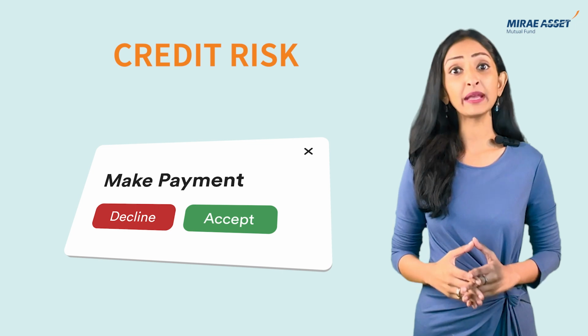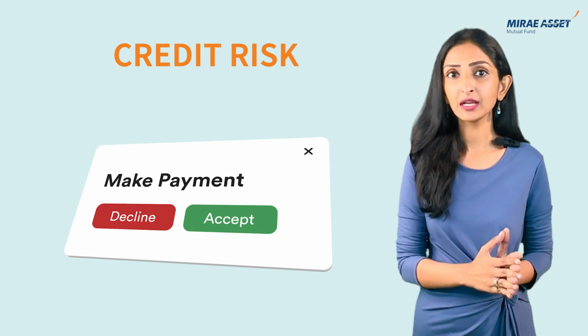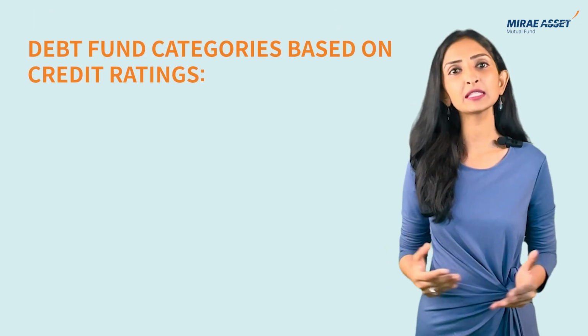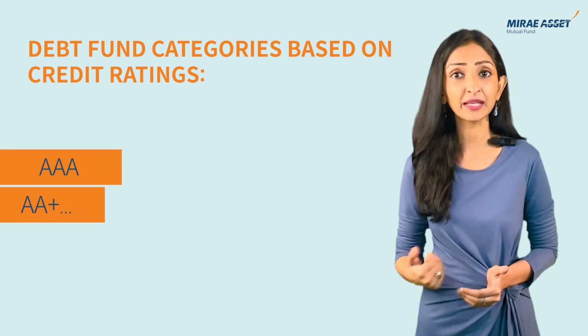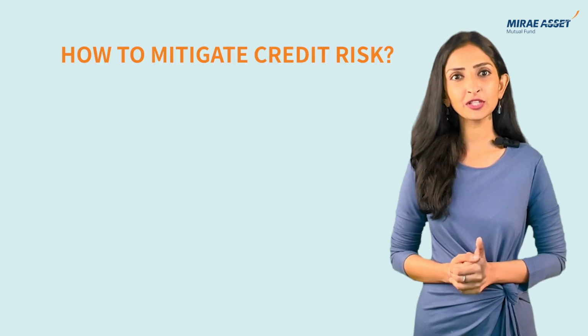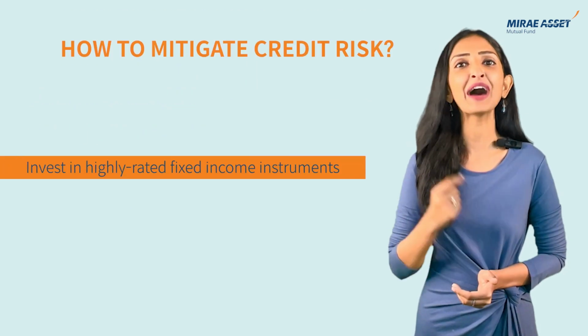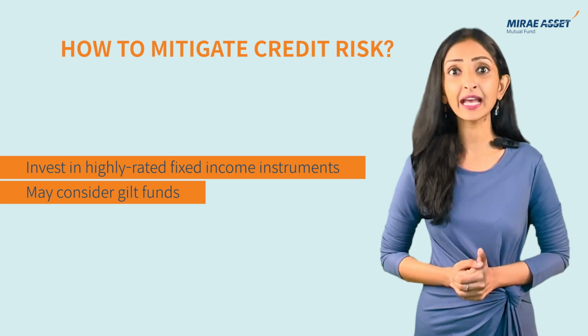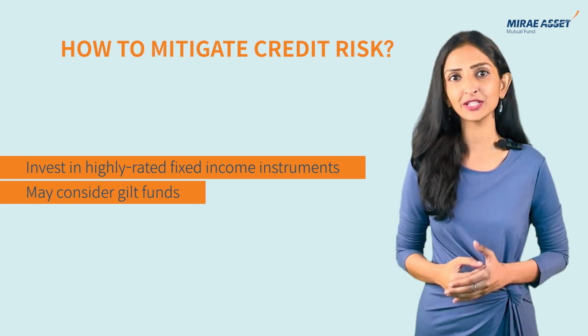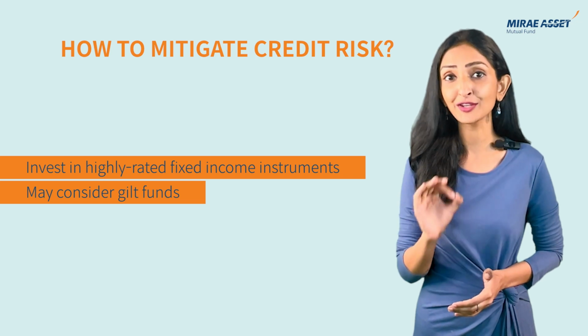Low-rated bonds may offer better returns but are likely to default. Debt fund holdings are categorized based on the credit ratings given by ratings agencies, AAA, AA+, etc. If you'd like to manage this risk better, invest in funds that have highly rated fixed income instruments. You may also invest in gilt funds that invest only in government securities and carry zero credit risk.